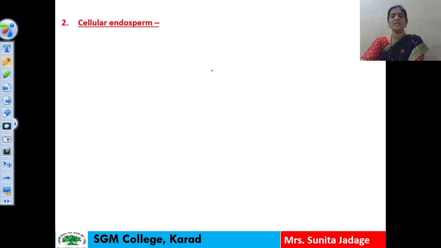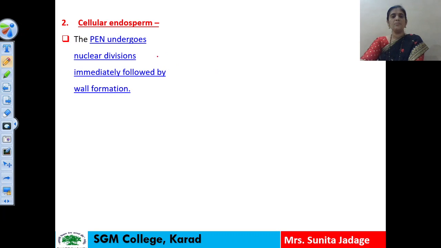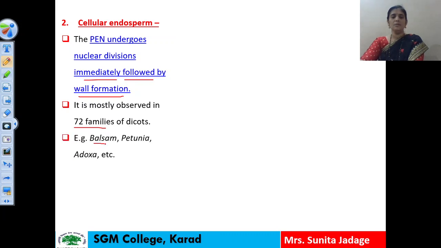Here the name itself indicates that the endospermic cells, after dividing, show cell wall formation, and therefore the name cellular endosperm is given. Here the primary endosperm nucleus undergoes nuclear division and immediately it is followed by cell wall formation. It is mostly observed in 72 families of the dicot plants. For example, balsam, petunia, adoxa are some plants which show cellular type of endosperm.